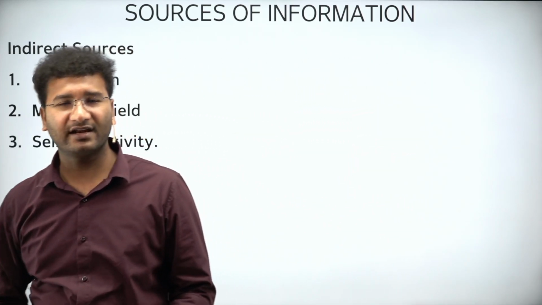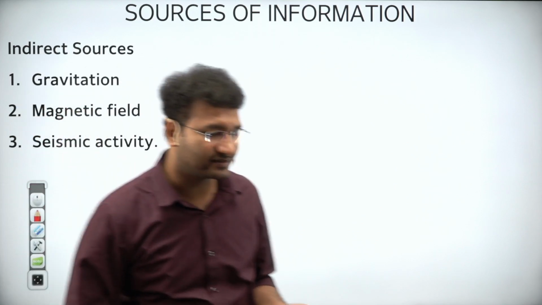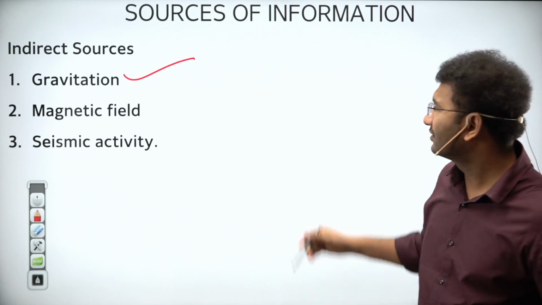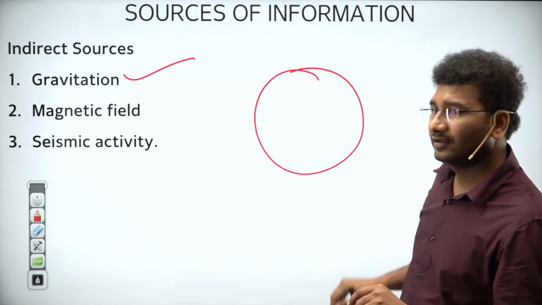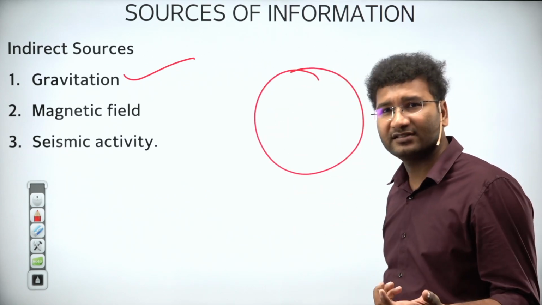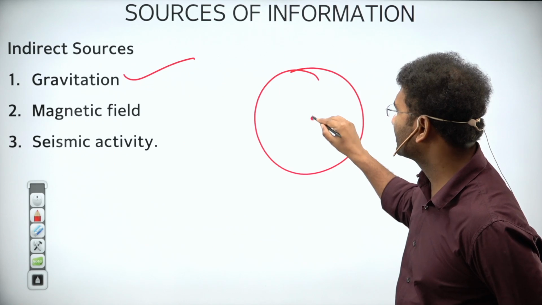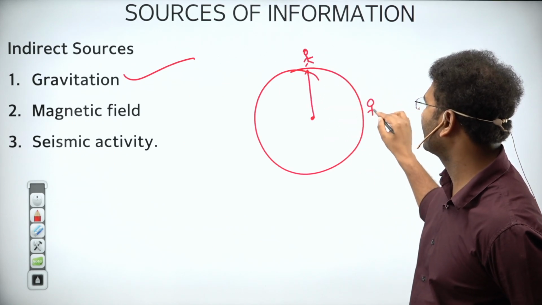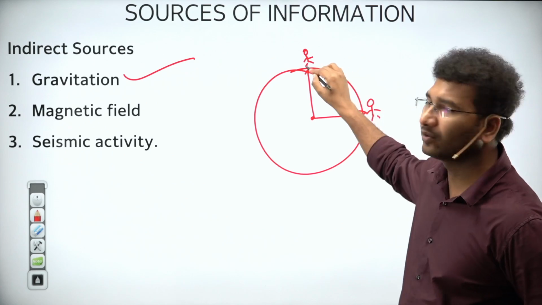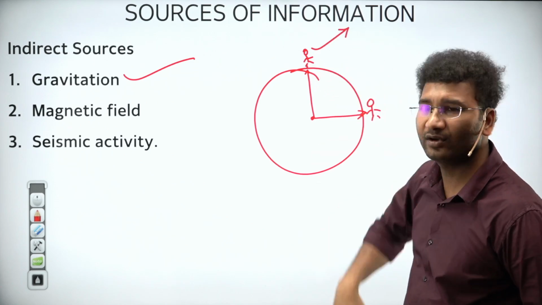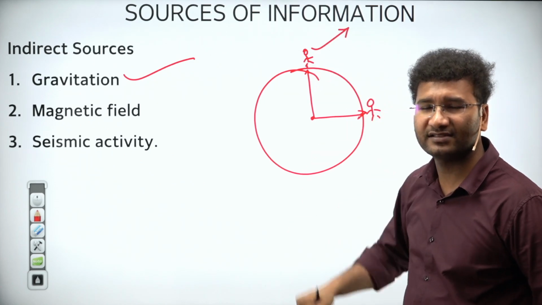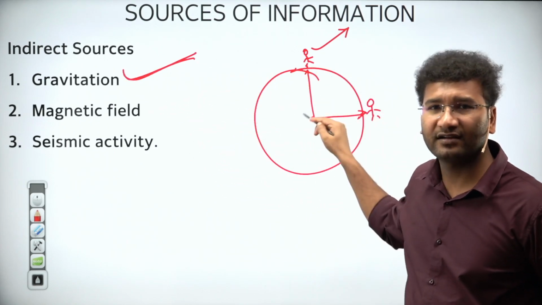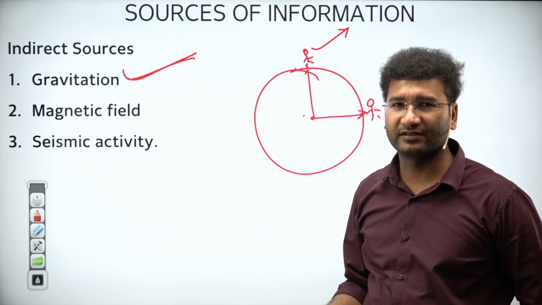Now what are these indirect sources? Number one, it is your gravitation. See, our earth is a geoid shape. In the last class we got to know that means from the center, the gravity experienced at the equator is less as compared to the gravity experienced at the poles. That means this fellow experiences more gravity and this fellow experiences less gravity. So gravitation gave one or the other understanding about the interior of the earth, right?